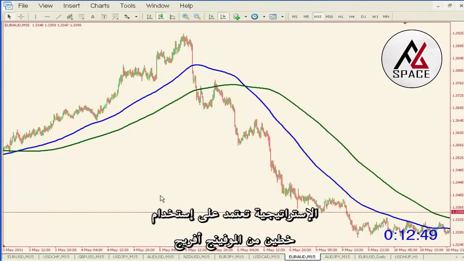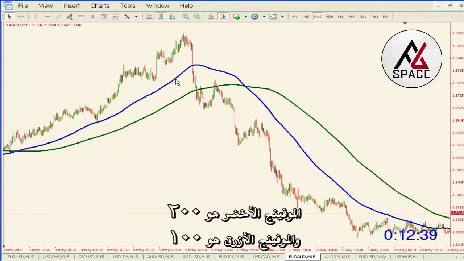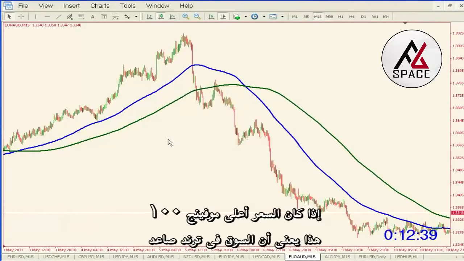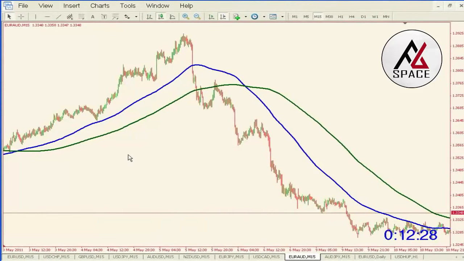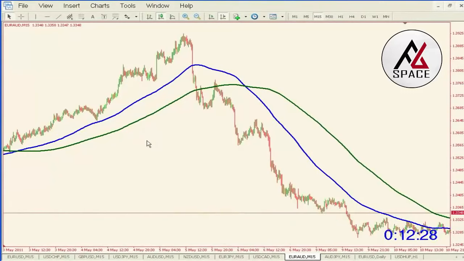The strategy is using moving averages. It's using two moving averages. I'm going to be using a 100 bar moving average and a 200 bar moving average. I'm using simple moving averages. The blue is my 100 and the green is my 200. Basically, if price is above your 100, it's showing you that the market is bullish, the bullish bias. And if it's below, it's showing you that you've got a bearish bias. And your 200 confirms that bullish or bearish bias.